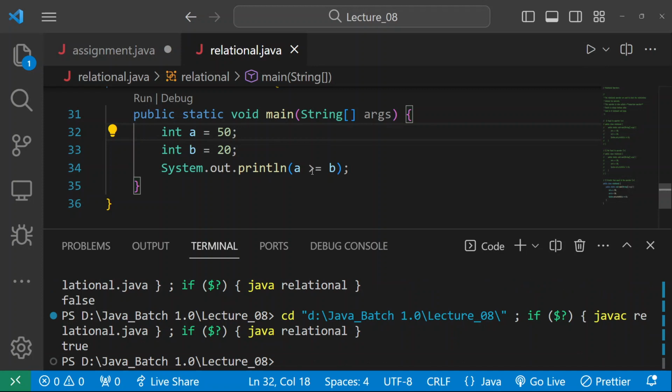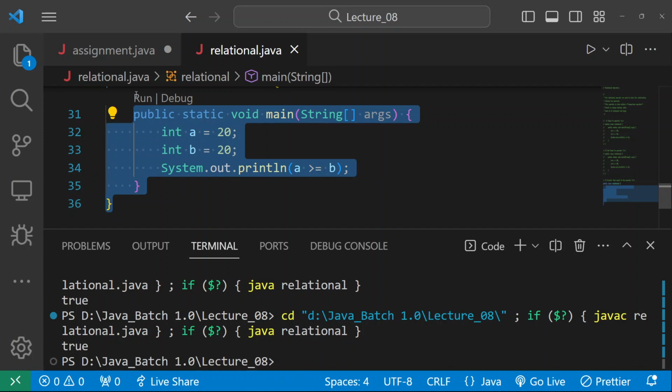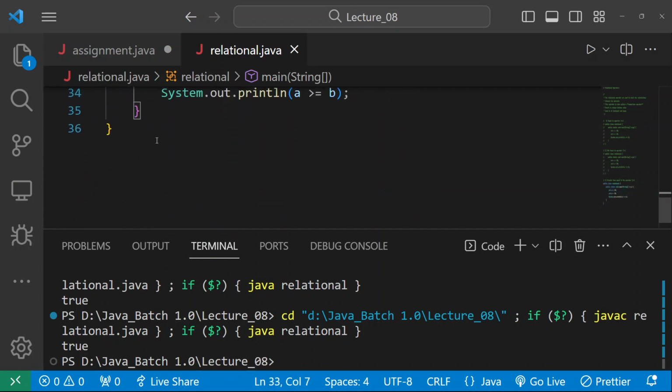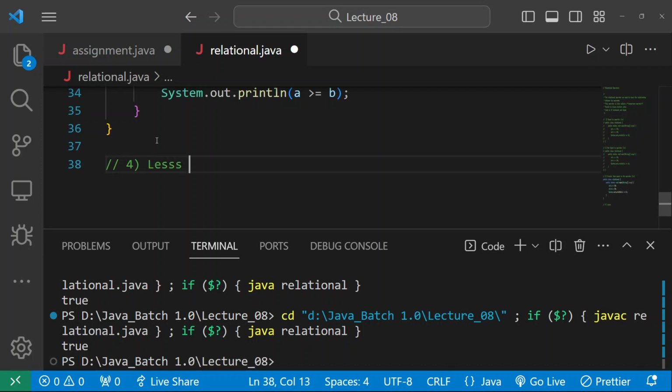And one thing to remember about why we use greater than equal to: if it is 20 also, we will be getting a true answer, because it should be either greater or equal. Okay, I hope this is clear. Why do we use greater than equal to? Yes or no? Yes. It seems to be easy.